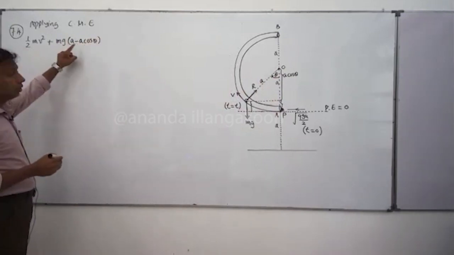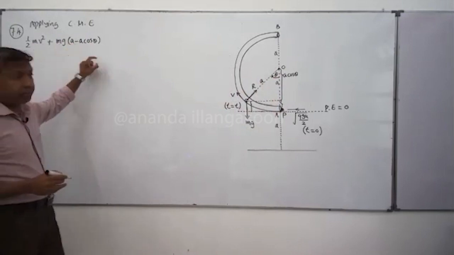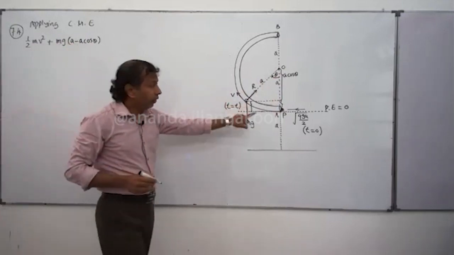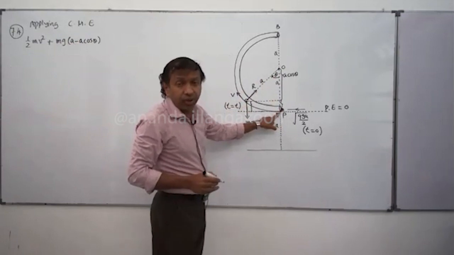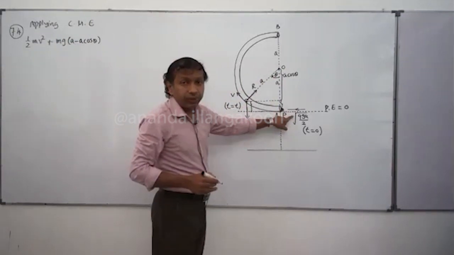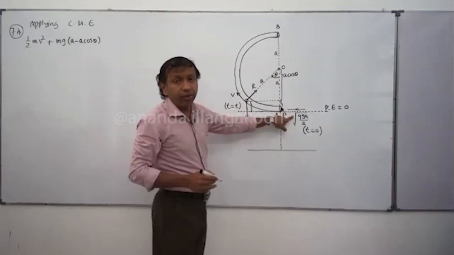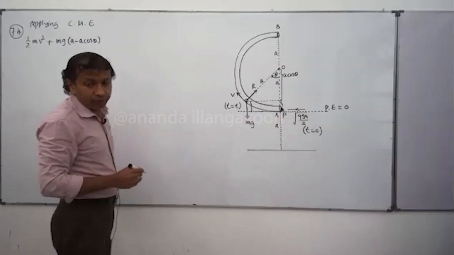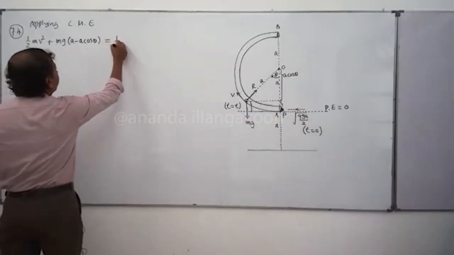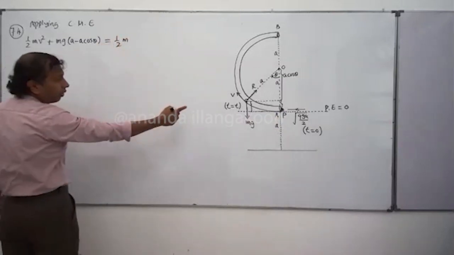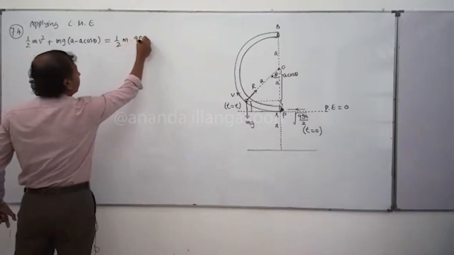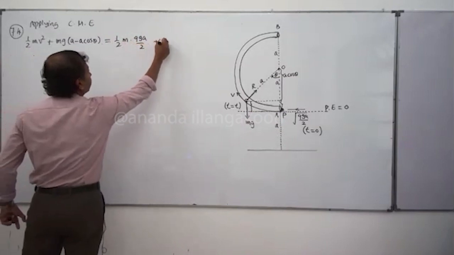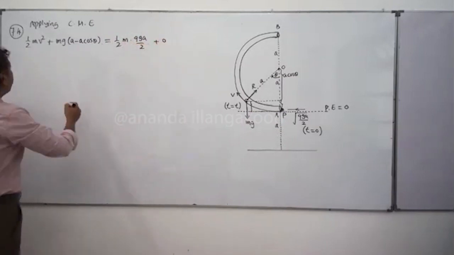Kinetic energy plus potential energy is the total mechanical energy at this point. Here, at this position, which is the potential energy zero level, the particle has no potential energy. It has only kinetic energy, so that is half mv squared. Half m times root 9ga by 2, and once you square that, the root sign will be eliminated, 9ga by 2, with potential energy 0.